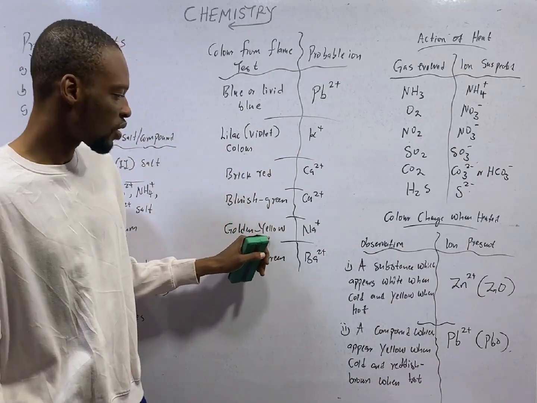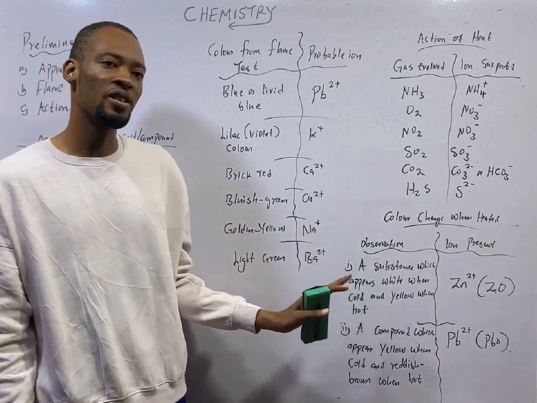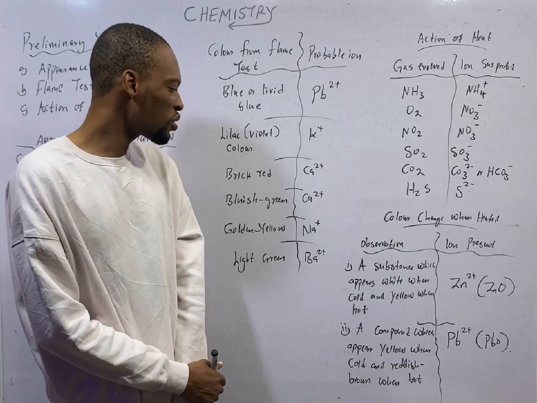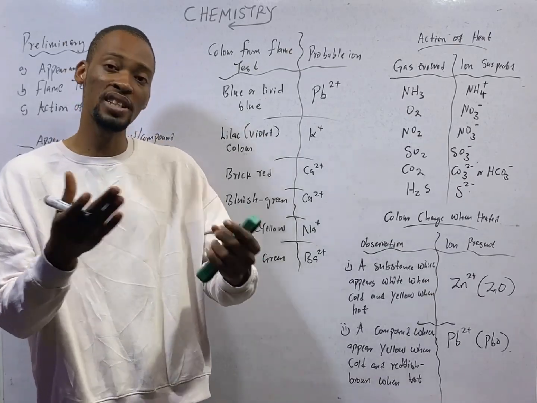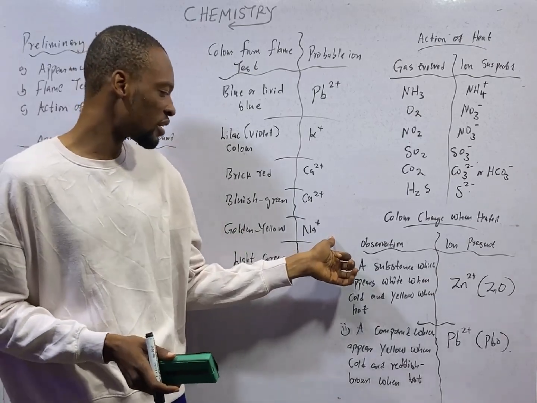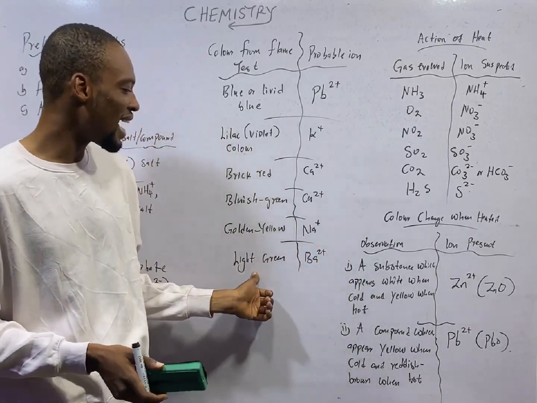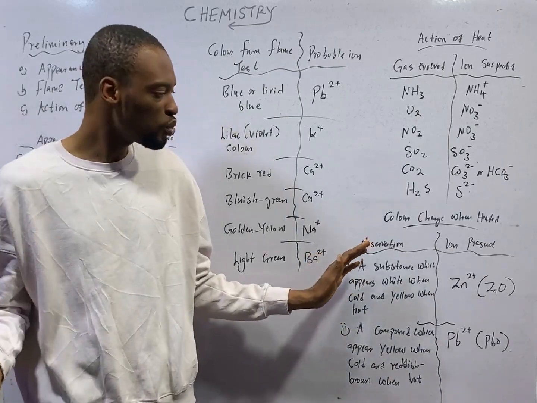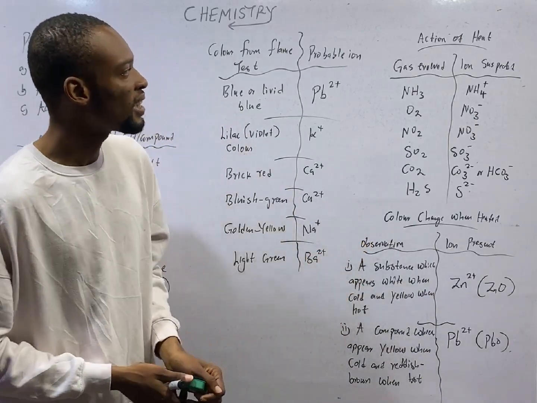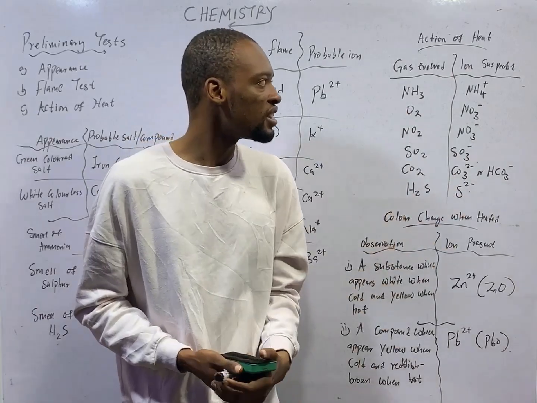Golden yellow is sodium ion. When a compound burns giving us a golden yellow flame, we know that sodium ion is present. Then light green flame, barium ion is present, Ba2+. Now let's see the action of heat.